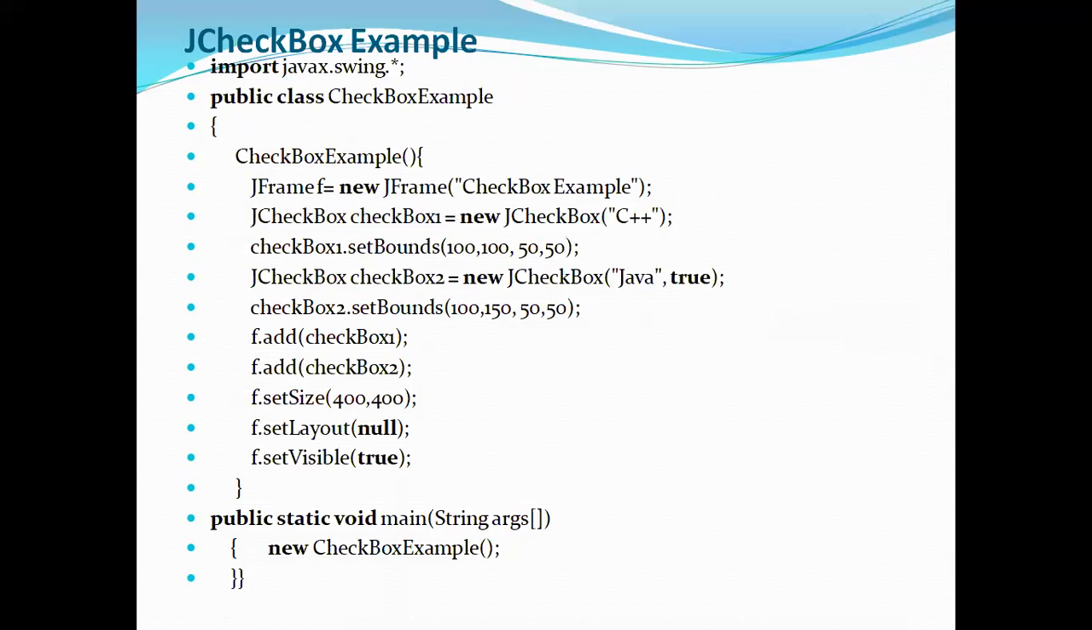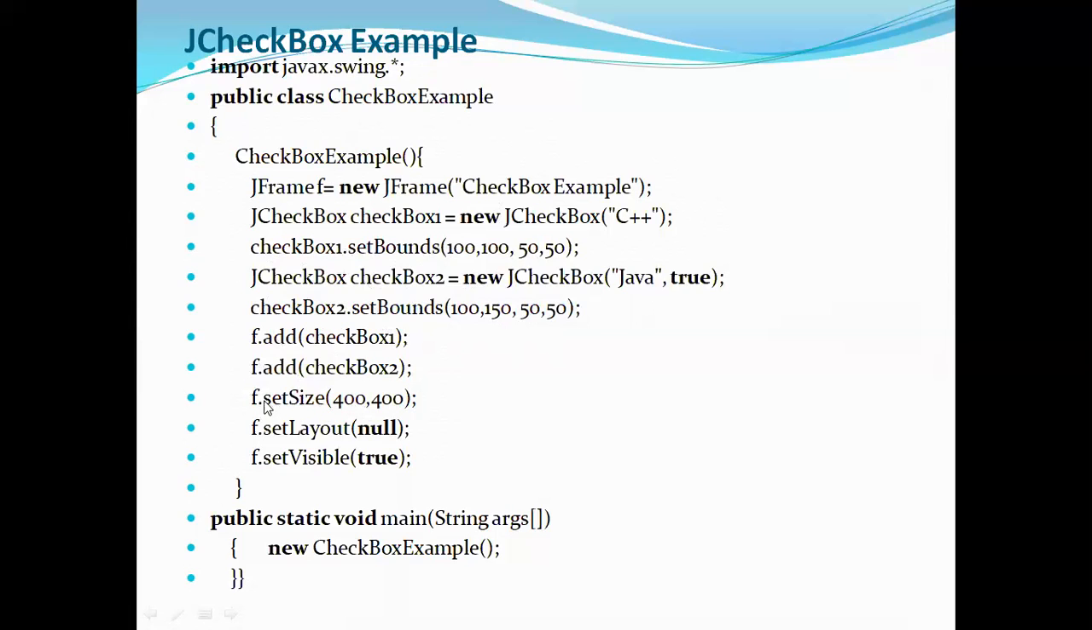Next, I'm setting the bounds for the first checkbox, that is checkbox one dot setBounds. So you're setting its size and location. Next, I'm creating the object for the next checkbox, and the name is Java, and I'm setting the bounds for that. And I'm adding these two checkboxes to the frame. So 1 and 2 to the frame.